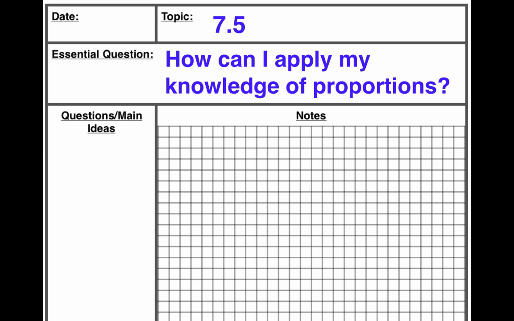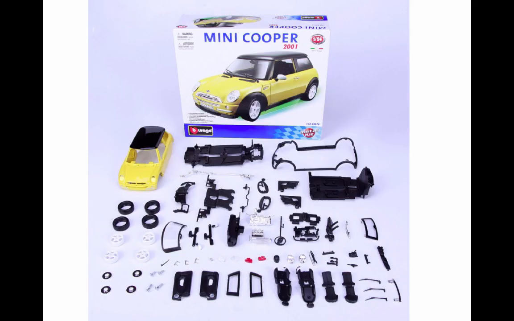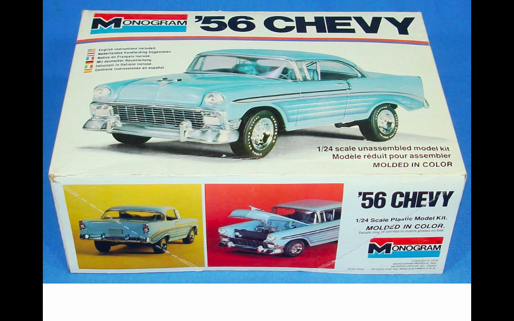And one of the things I want to talk about is this. Do you know anybody who does this as a hobby? This is called a model car. People actually build models of real life objects. So they'll do cars. Look, they come in these kits. You put them all together. There's a Mini Cooper. Here's a really old 56 Chevy.